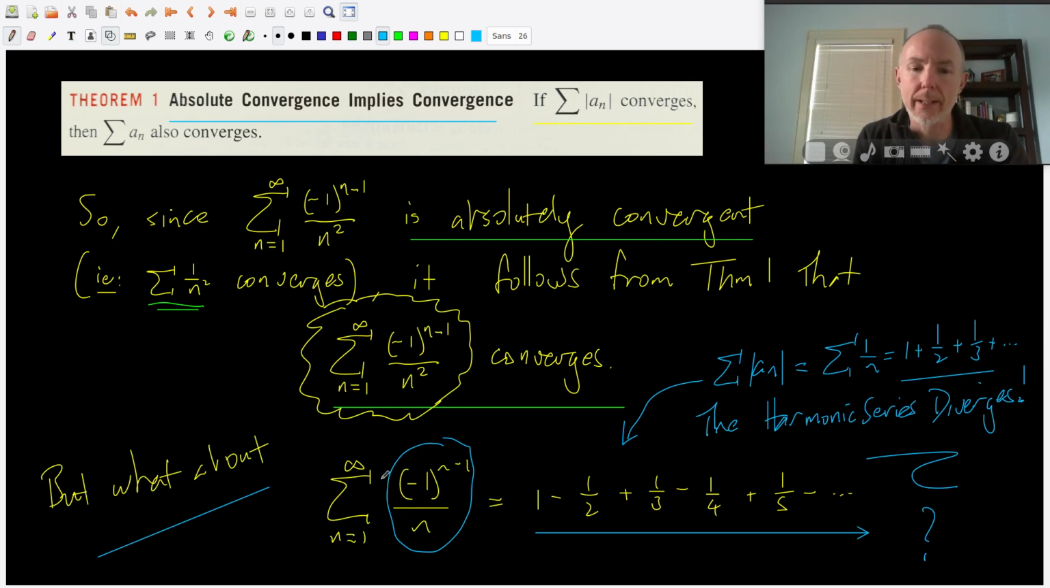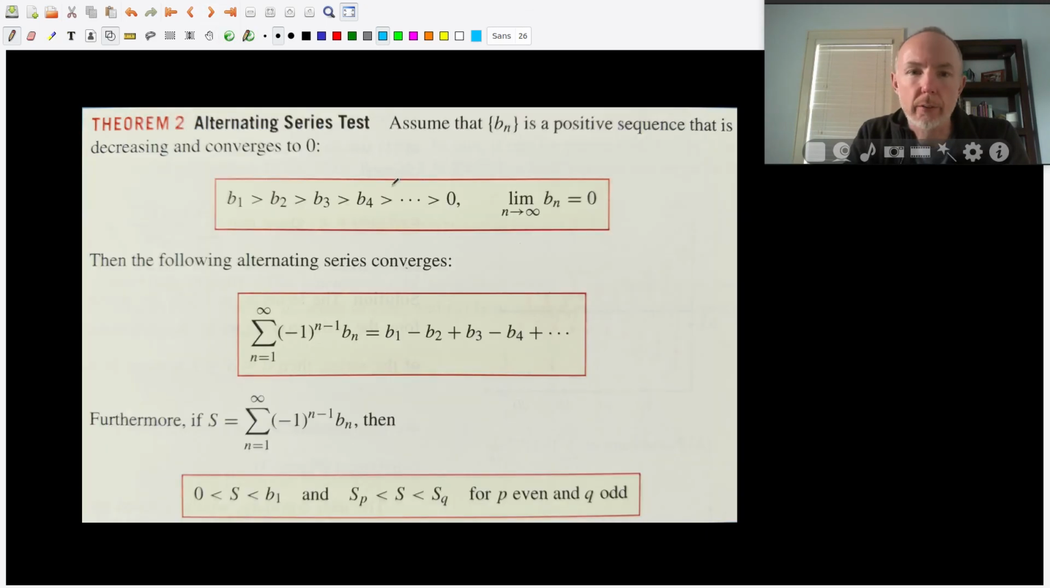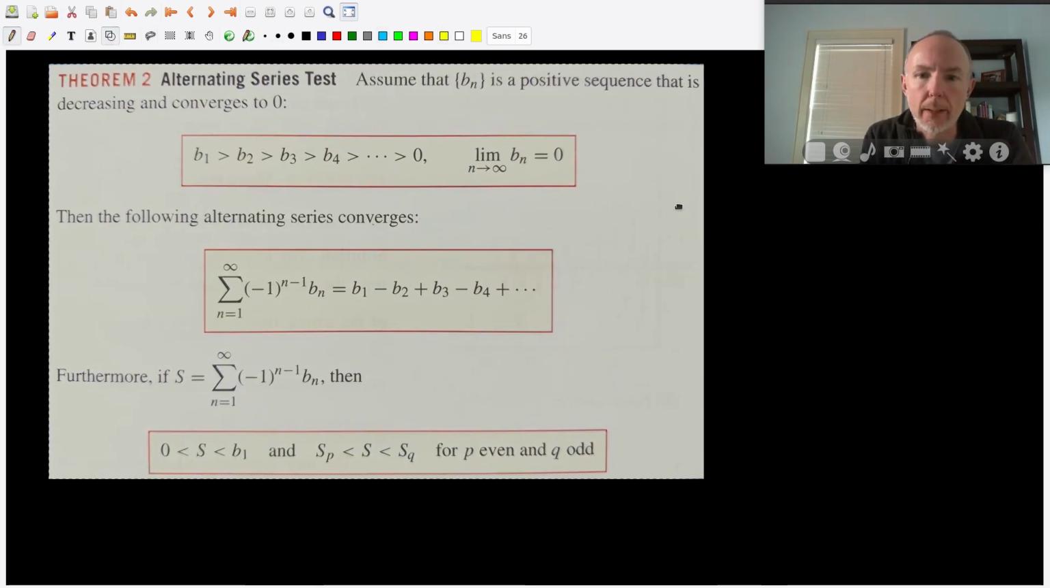But in this case, the absolute values series doesn't converge, and so we don't have a way to address this question. So we're going to turn to what's known as the alternating series test. And here it is. It says if you've got a series, and let's go back and think about that previous example I wrote down. We've got a series in that case.